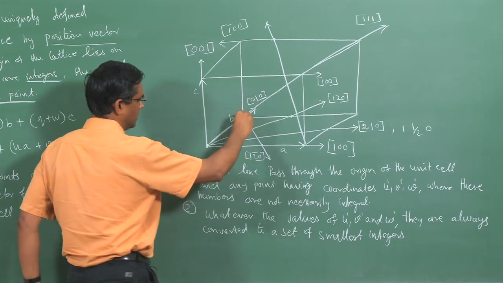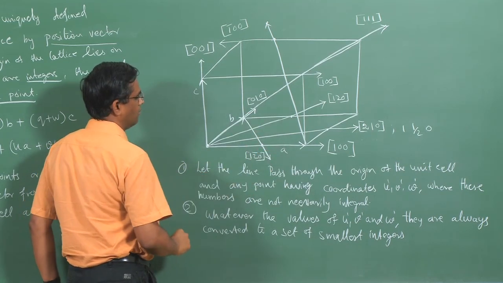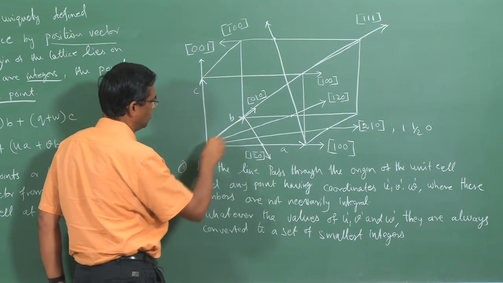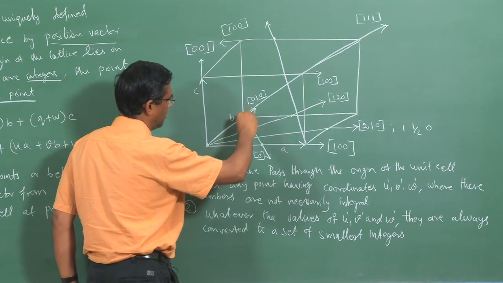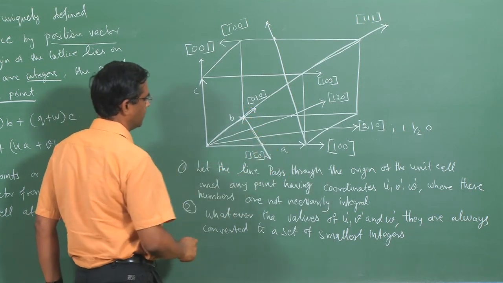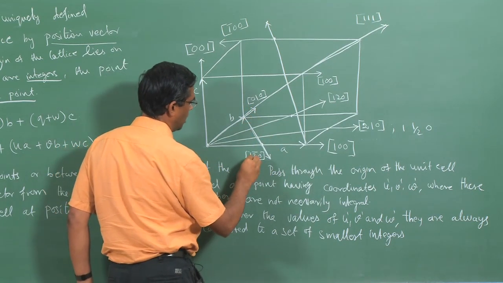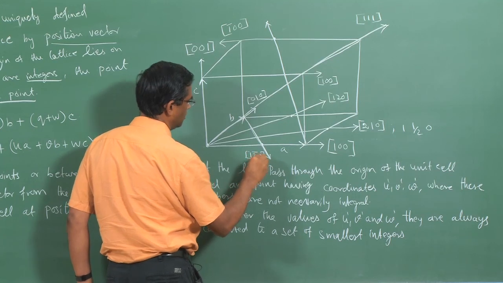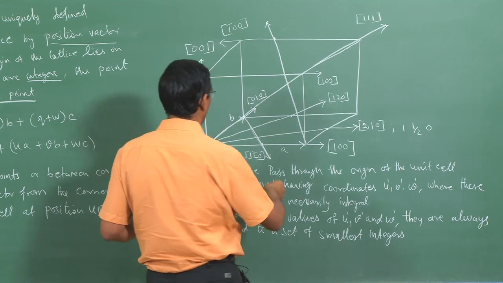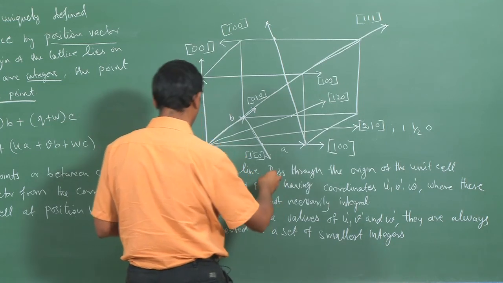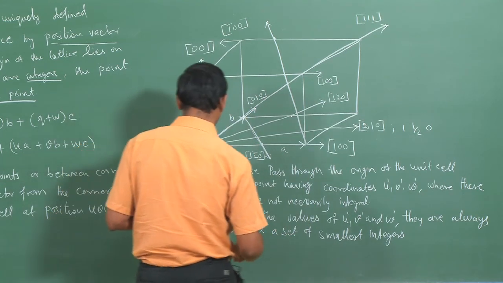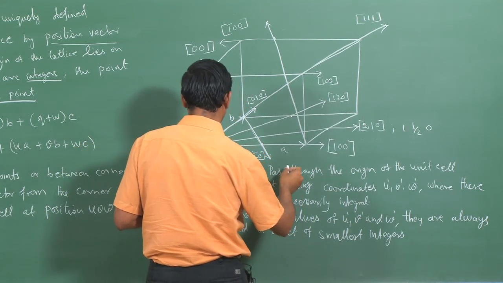What about this direction? Now I have mentally changed the origin from this to here. So this is my origin now, and this is the direction we are interested in. I am identifying this as 1, 2 bar, 0. How do you do that? Because you have the coordinates, I have shifted the origin, so it becomes negative.